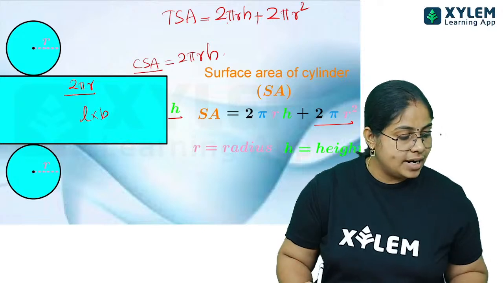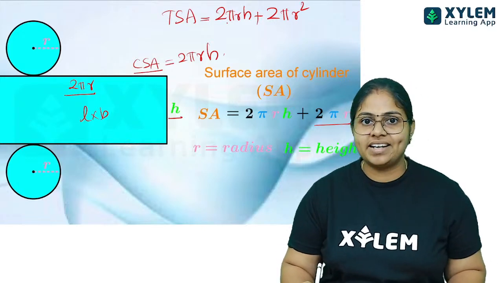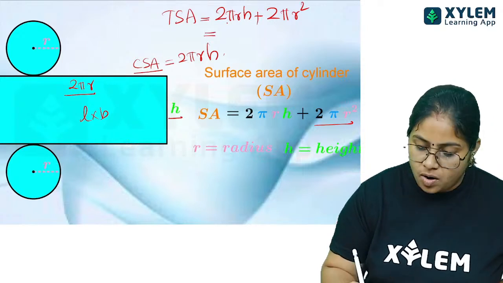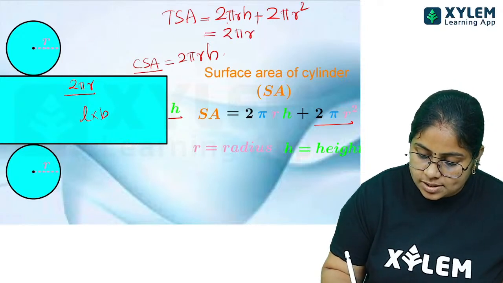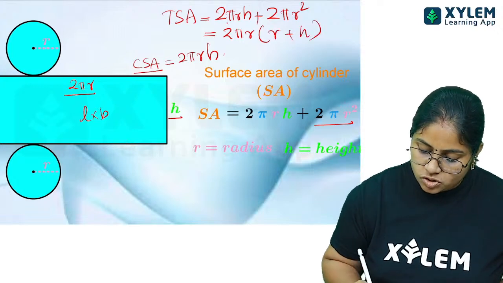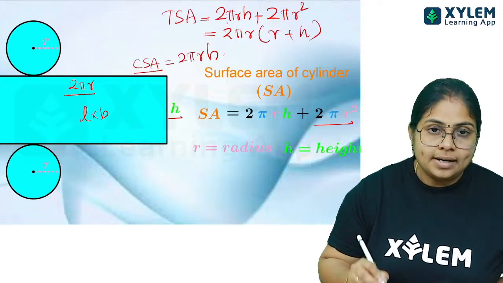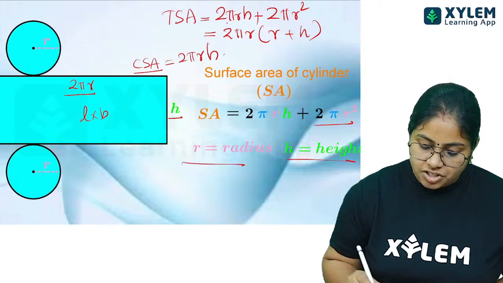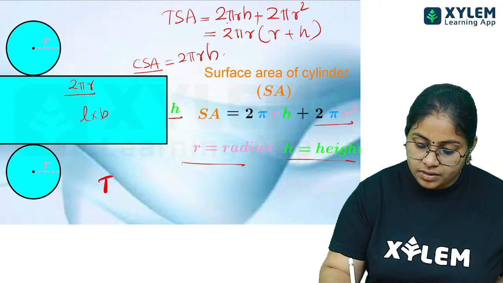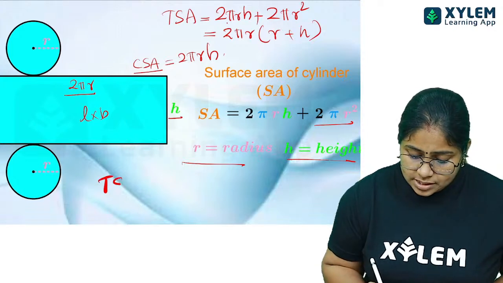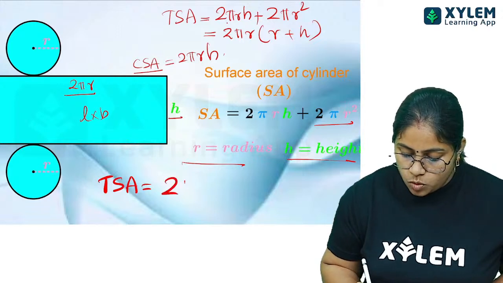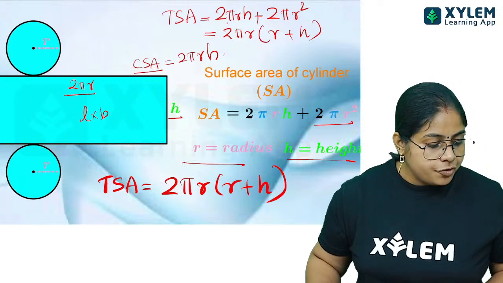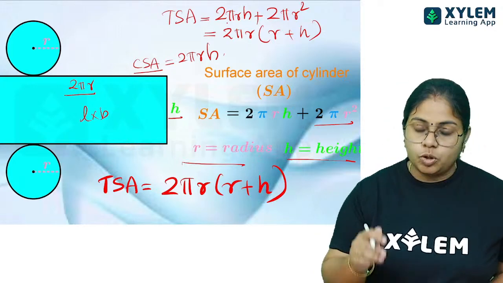Because there are two circles, 2 pi r square has come. Now children, here 2 pi r is common, so I can take 2 pi r outside. So r plus h is remaining, where r is the radius and h is the height. So finally, the total surface area is equal to 2 pi r into r plus h. This is the formula for finding the total surface area.